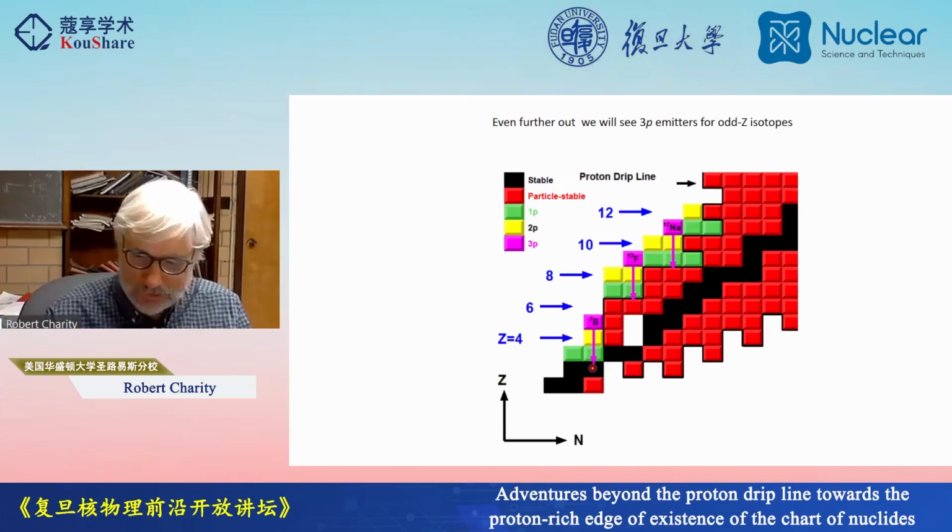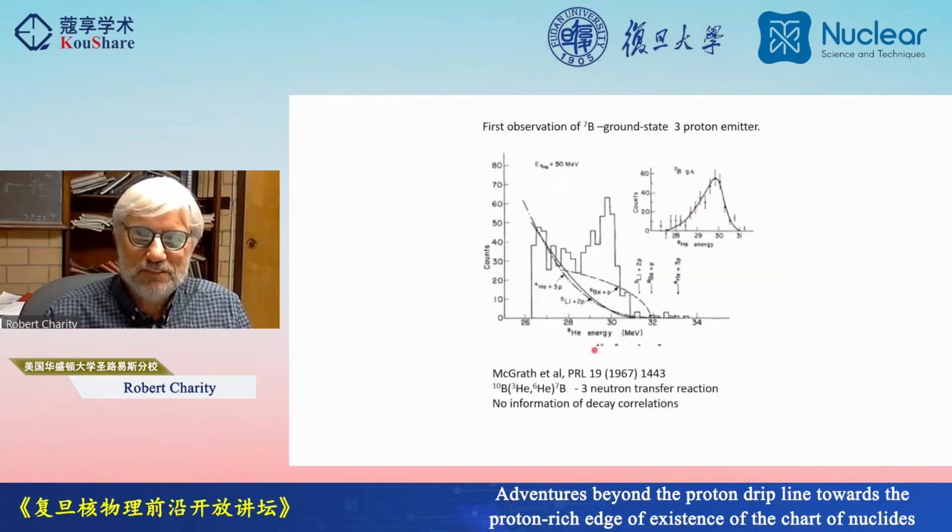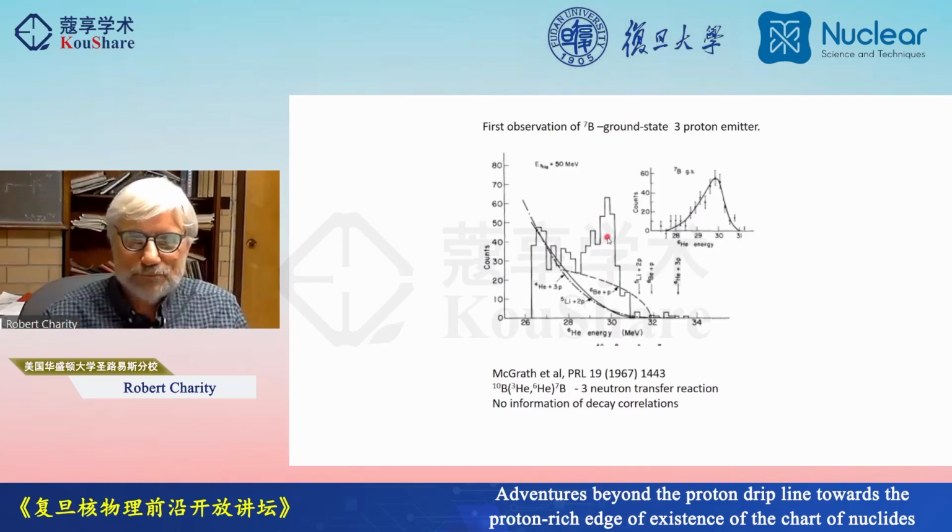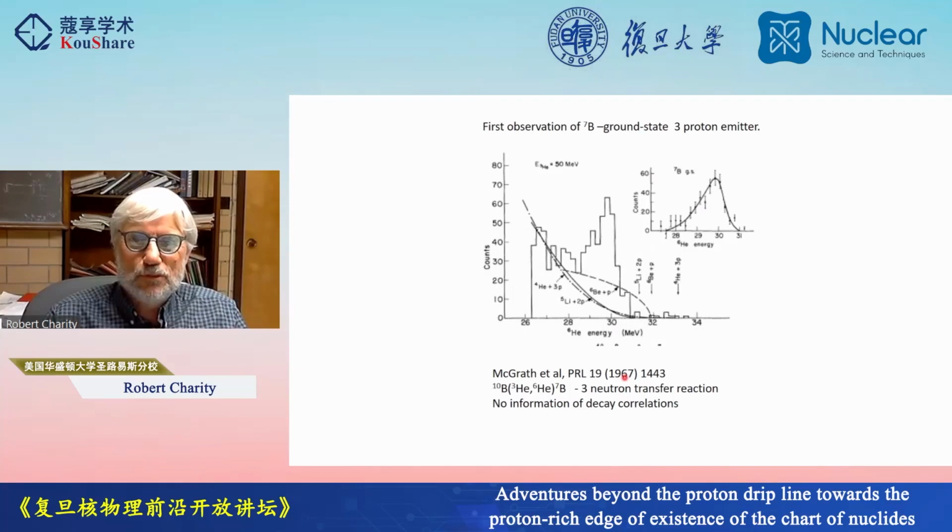So it's like the beryllium-6 we described before, but now an extra proton. Boron-7 was discovered in 1967 in a three-neutron transfer reaction. So this is missing mass spectroscopy. They learn nothing about the decay correlations, but they do see a substantial peak. There's a lot of questions about exactly what the background is, and that gave rise to a lot of uncertainties about the width of the state, and there really hasn't been a better measurement since then, though I will show you some more recent data from us. So there's still a lot of uncertainty about the width of boron-7 and how it decays. I will show you some other ones.